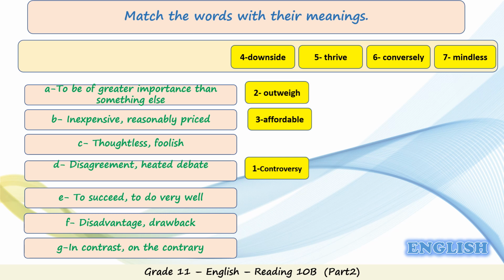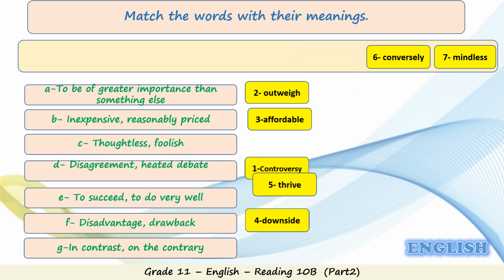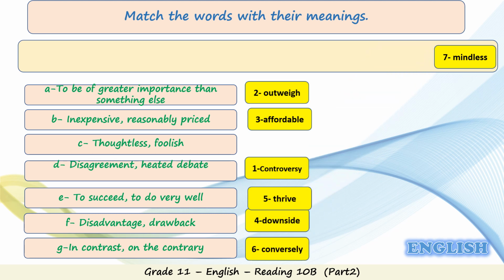Very good. 4, downside. It means F, disadvantage or drawback. 5, thrive. It means to succeed or to do very well. Word 6, conversely. It means, yes, in contrast or on the contrary. The last word is mindless. It means, yes, thoughtless or foolish. Very good.